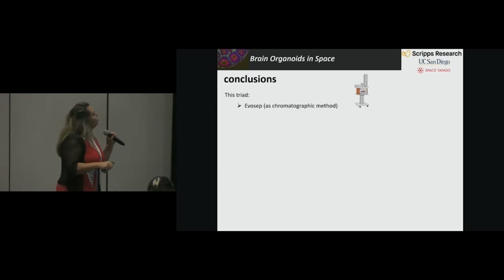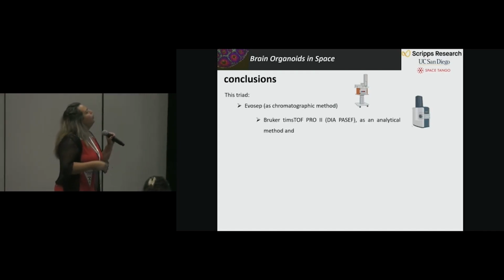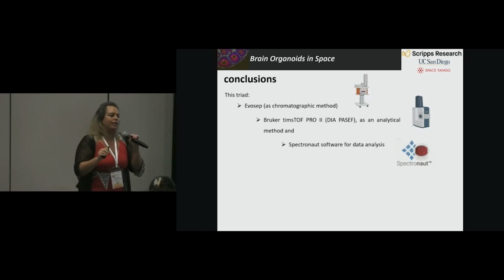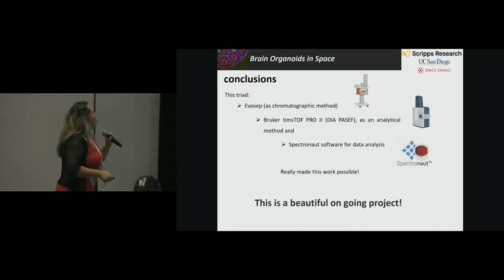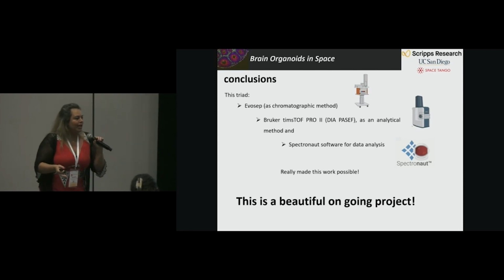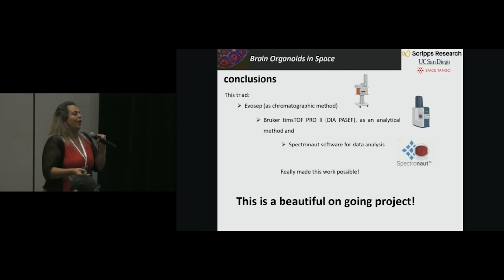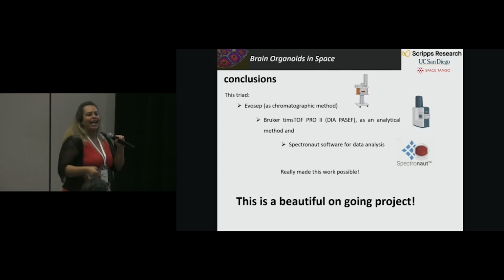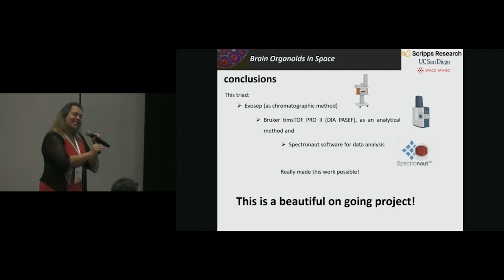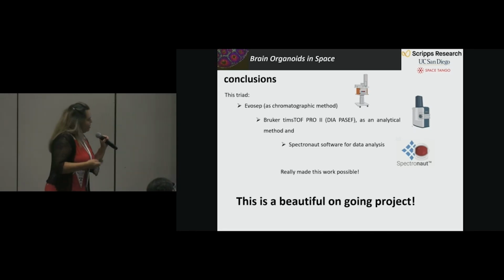So, to conclude, I think that this triad, EVOSEP as a chromatographic method, Bruker timsTOF Pro2 as an analytical method, and Spectronaut for data analysis, really made this work possible. But, as I said, this is preliminary data. Of course, we need to look at other interesting things, let's say the PTMs, but we didn't have time to go further on this. This is a parallel project that I have. I actually work with single cells, but this is such a cool project that I couldn't leave behind. This is a beautiful ongoing project.